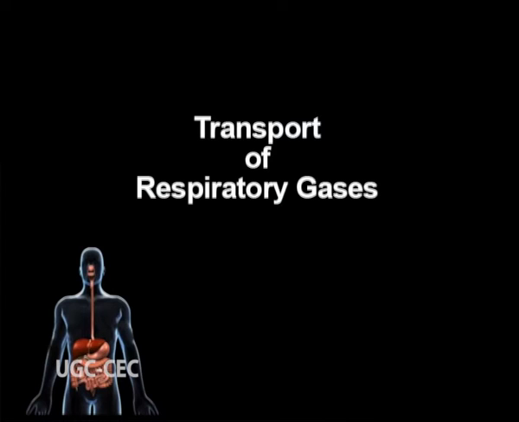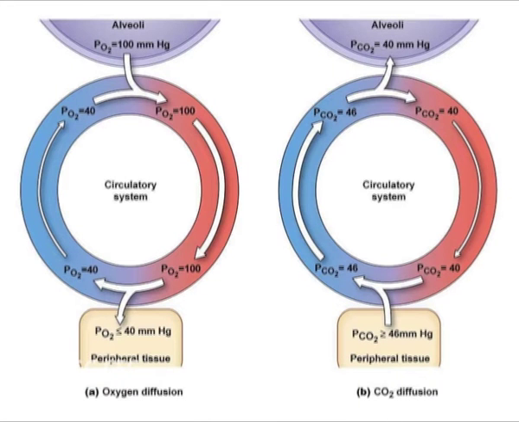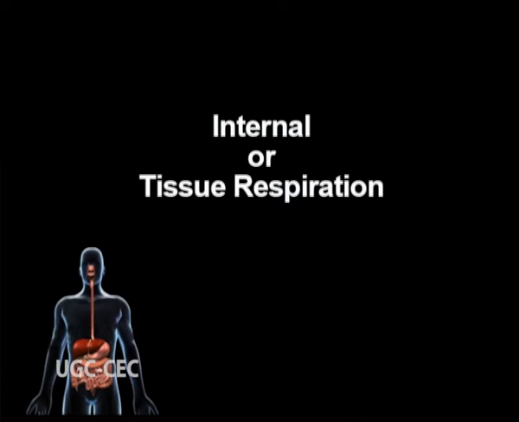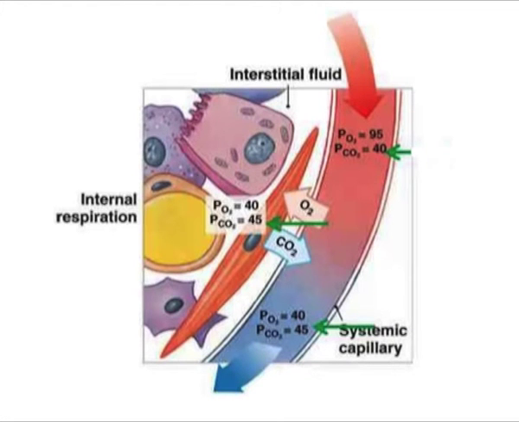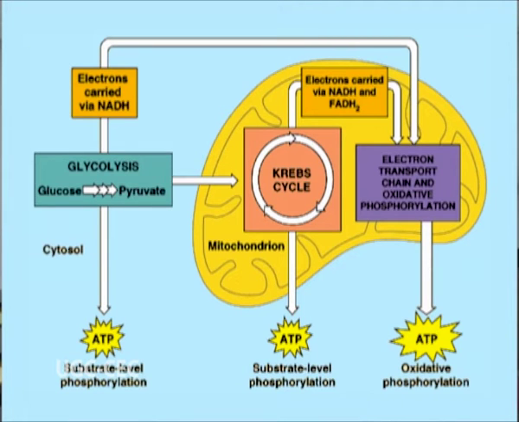2. Transport of respiratory gases involves the transportation of oxygen from the respiratory surface to the tissues or cells and carbon dioxide from the cells to the respiratory surface for expulsion. I will discuss this point in the second part of this module. Third, internal or tissue respiration involves utilization of oxygen in cells for oxidation of foodstuffs to release energy and elimination of carbon dioxide from tissues.